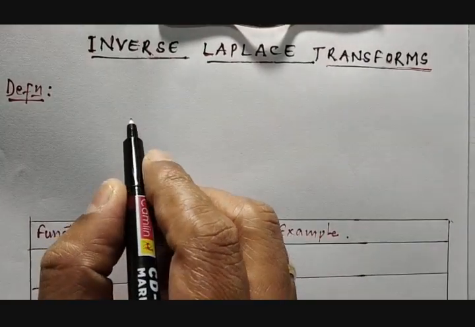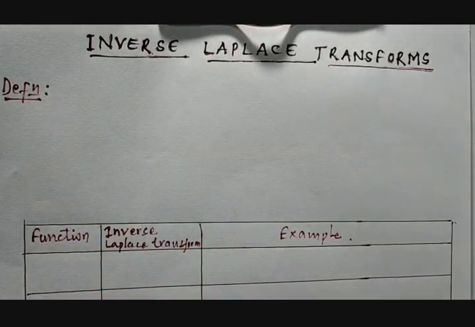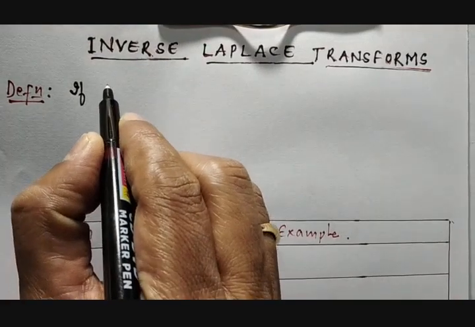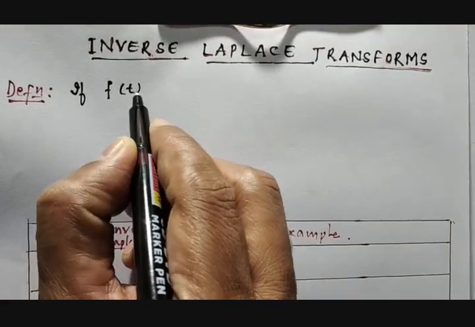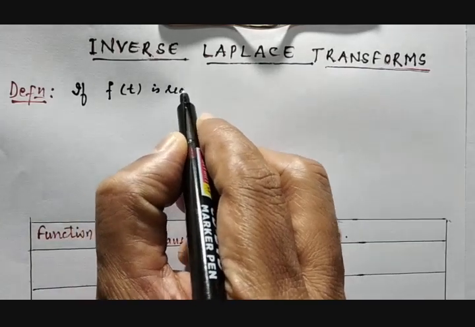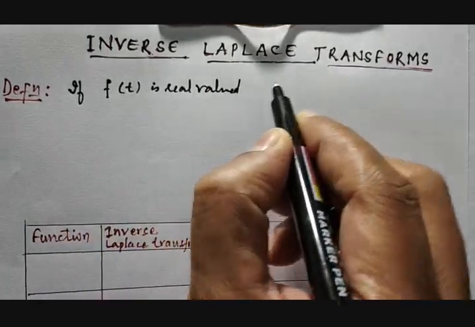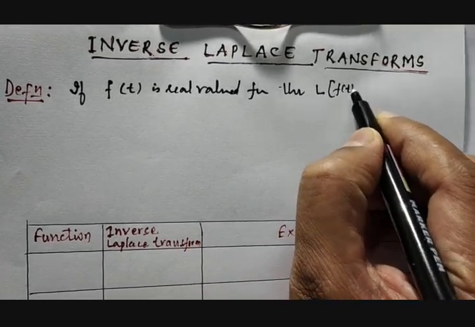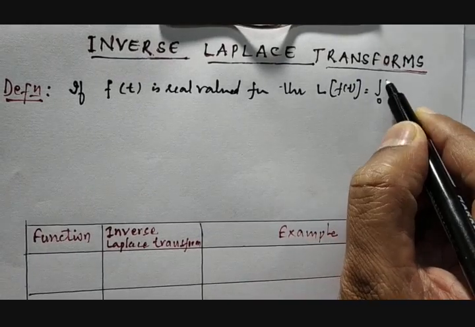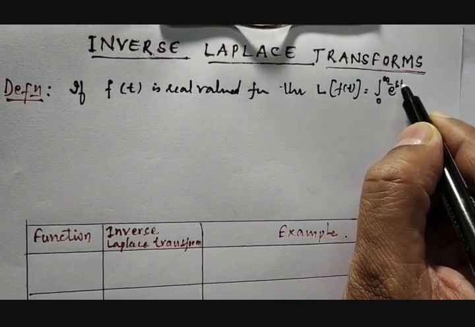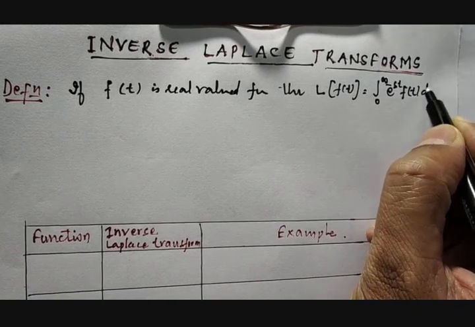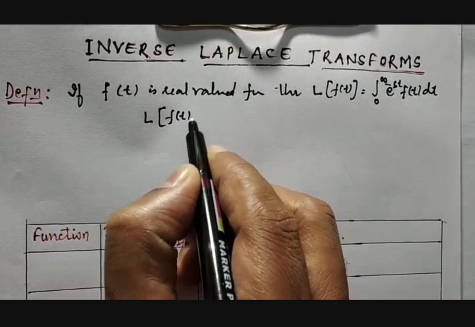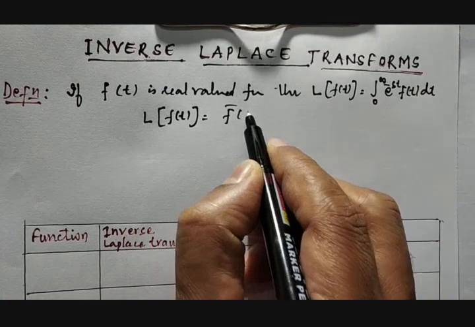For that, again we recall the Laplace transformation definition. What does the Laplace transformation definition say? If f of t is a real valued function, then the Laplace transformation of f of t will be equal to the integration between 0 to infinity of e raised to minus st into f of t dt. Fine. So this L of f of t will be denoted as f bar of s.